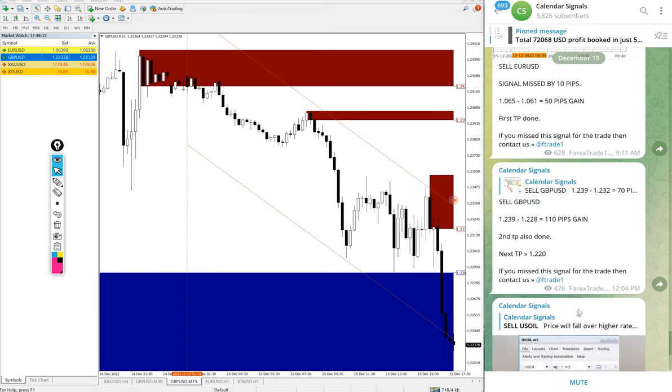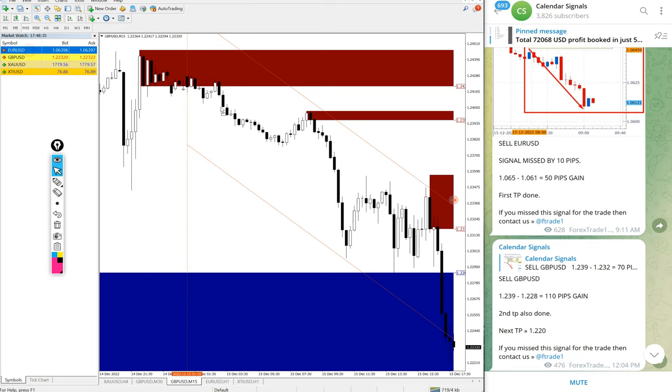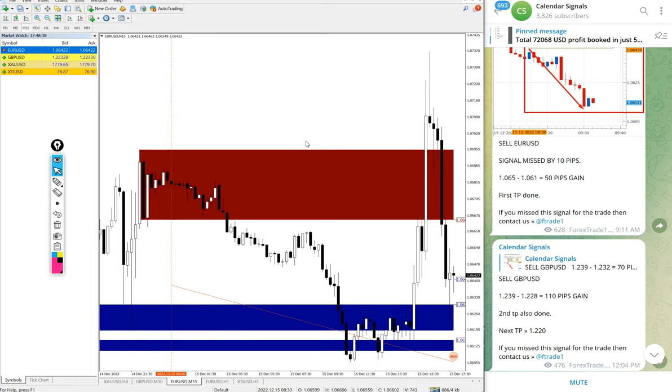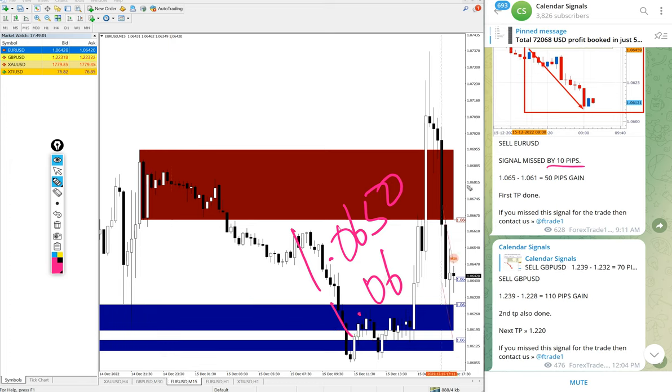Then after GBPUSD, EURUSD also performed. Sell EURUSD we gave. Entry at 1.0650, and entry missed by 10 pips actually, because our entry level just missed by 10 pips. But those who had taken the entry would have made this profit. Entry at 1.0650 and low traded at 1.0610. 40 pips gain. Small profit on the EURUSD signal. GBPUSD made 160 pips, 70 pips around.